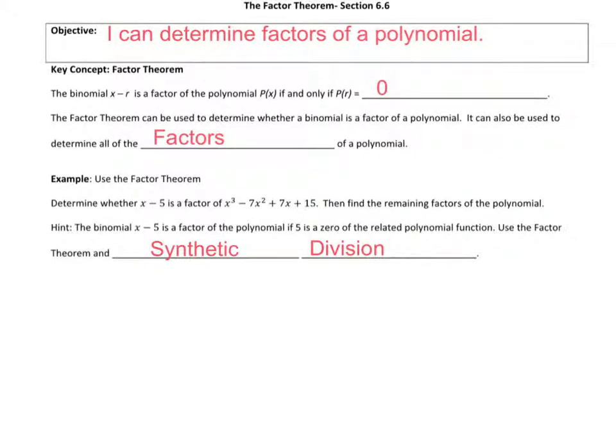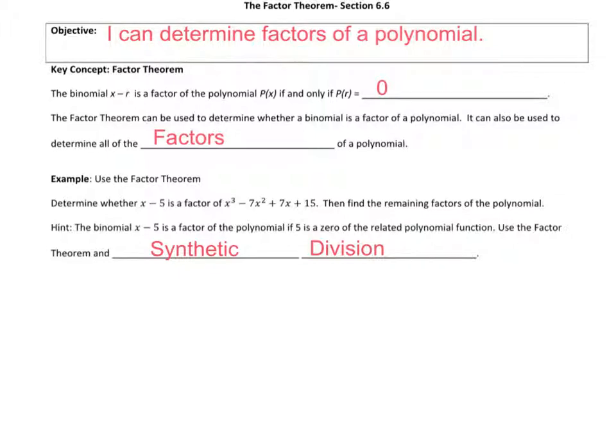This is section 6.6, the factor theorem. Our objective today is I can determine factors of a polynomial. The binomial x minus r is a factor of the polynomial p of x if and only if p of r equals 0. The factor theorem can be used to determine whether a binomial is a factor of a polynomial. It can also be used to determine all of the factors of a polynomial.